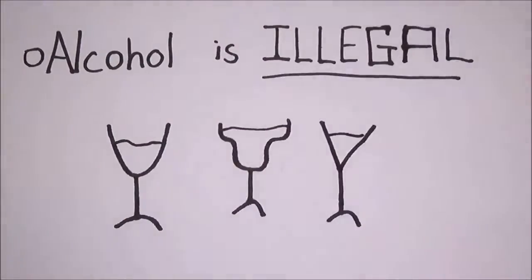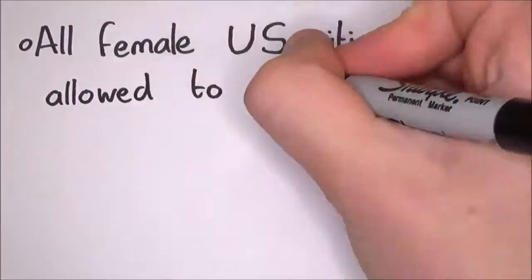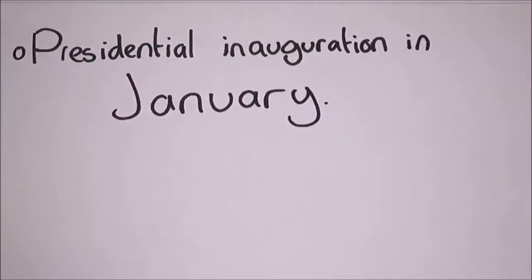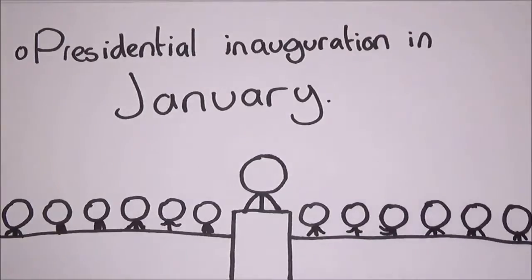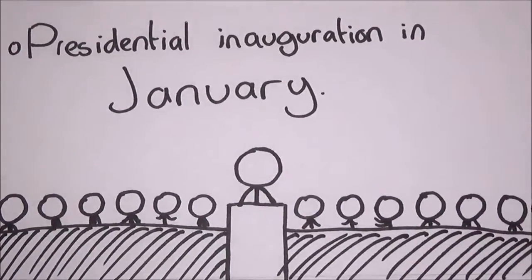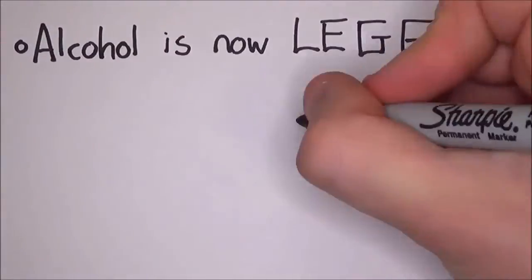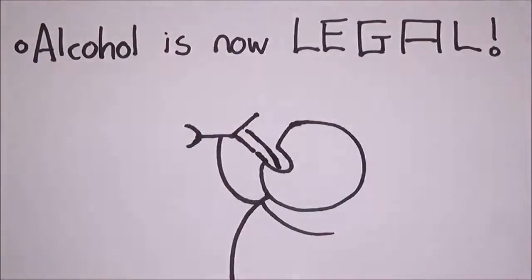Alcohol is illegal. This is the start of the Prohibition period. All female US citizens are allowed to vote. Presidential inaugurations are in January. Congress starts to meet here too. After the election in November, the president will always start in January. Always. Alcohol is legal again, but states can make their own laws about it. This is the end of Prohibition.